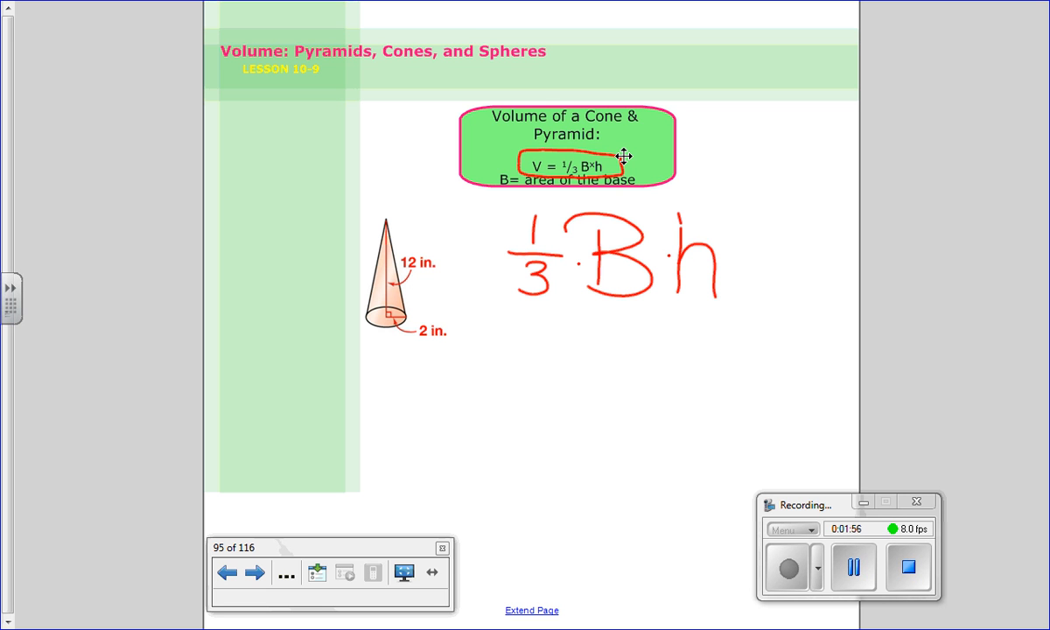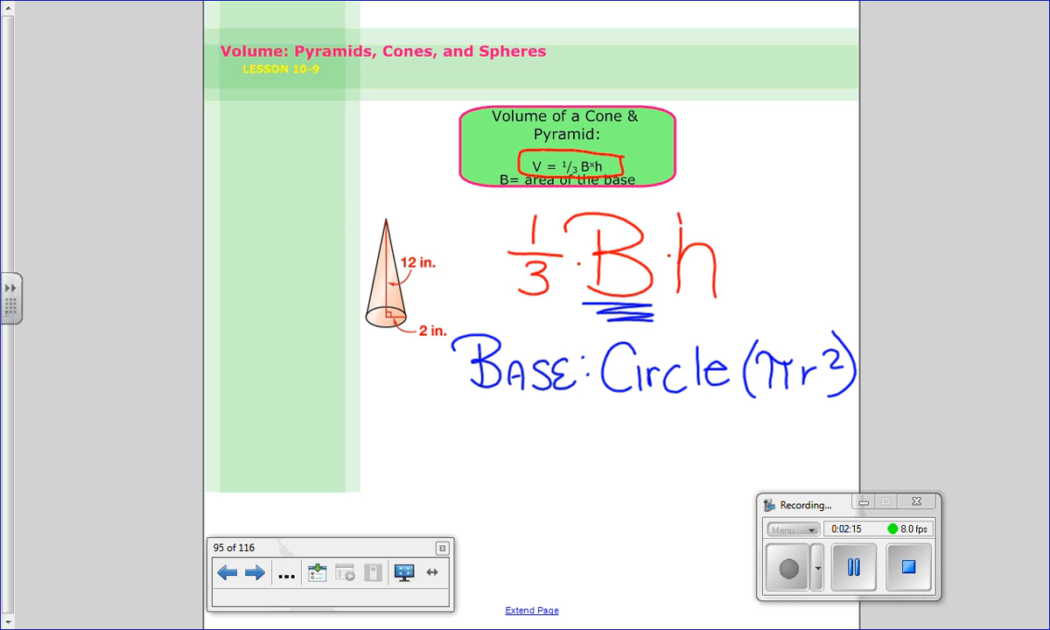So here I have this example. I have a cone, and I'm going to go ahead and just take care of that piece. What I always start with, however, is that base. And my base here is a circle. So you go back to how you find the area of the circle. And the way we do that is pi r squared. So I'm going to start with that.